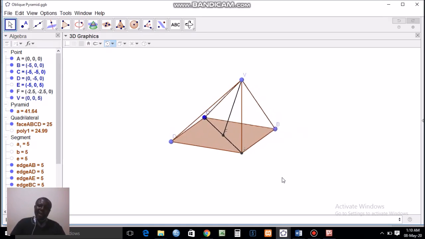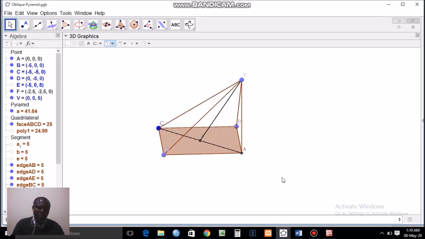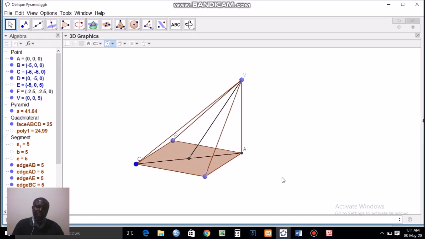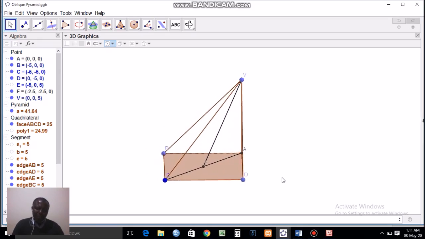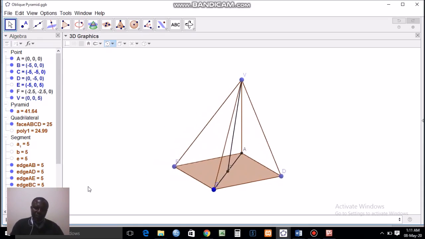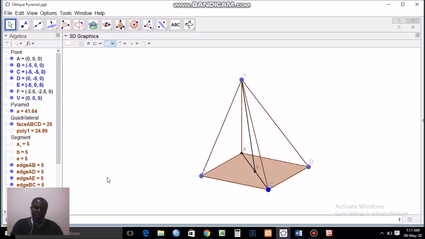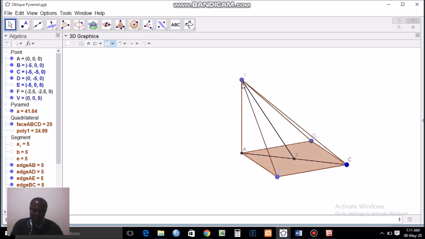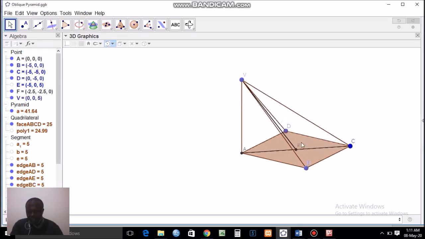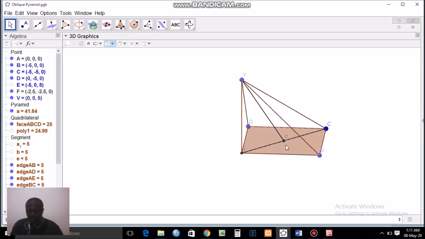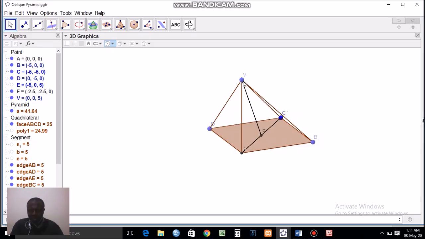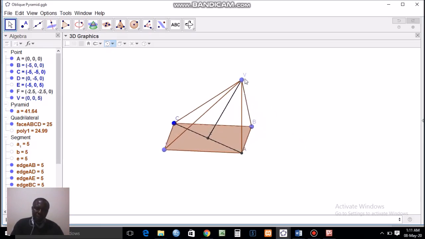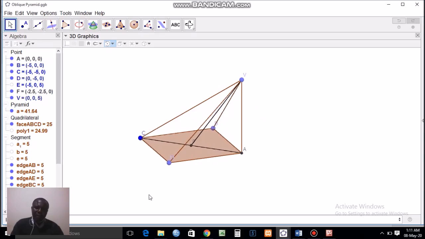Now, where is the altitude of this oblique pyramid? The altitude is the vertical distance from V to the base. Is it VO or is it VA? The altitude or the height of this pyramid will be VA here, because this is the vertical distance. It is not VO, right? It's not VO. So in an oblique pyramid, if you draw a line from V to the center of the base, that line will not be vertical. And that is another way of identifying an oblique pyramid.